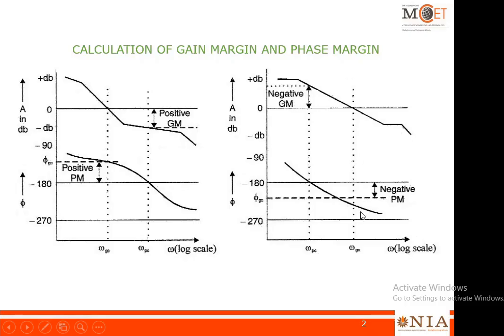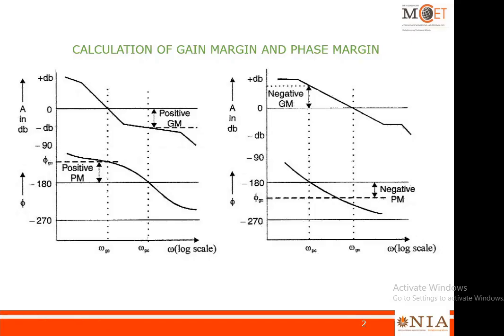And for phase margin, start from omega GC and hit the phase plot. Actually, the phase plot is hit here. You have to draw a dotted line here only, slightly below what I have drawn. So it hits here, and you see what the phase is. The corresponding phase will be your phi GC. After getting phi GC, you add it with 180 degrees to get the phase margin.